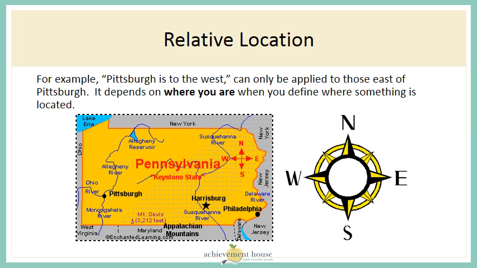For example, if you say Pittsburgh is to the west, that can only be applied to those east of Pittsburgh. It depends on where you are when you define where something is located in relative terms. So if we were standing in Harrisburg, we could say Pittsburgh is to the west, because Pittsburgh is to the west of Harrisburg.